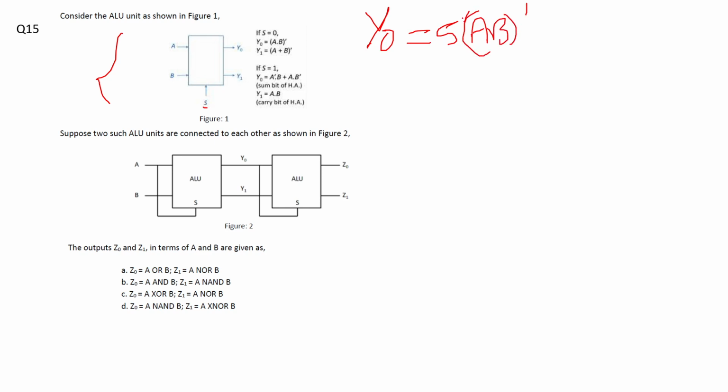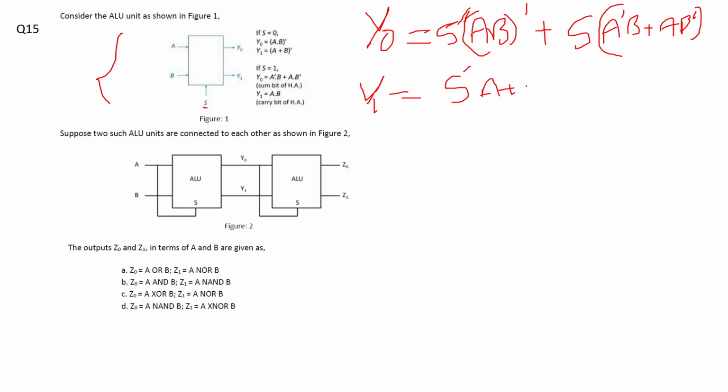So that means S equal to 0, y0 will be A B complement plus S A complement B plus A B complement. So I wrote down a condition for my y0, and similarly y1 will be equal to S complement A complement B complement plus S A B, right?